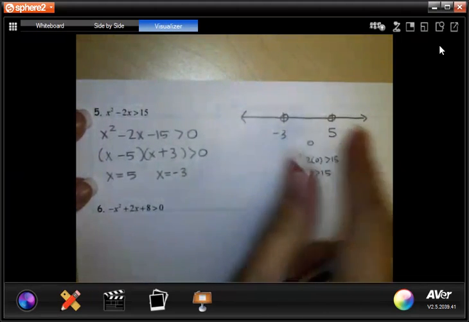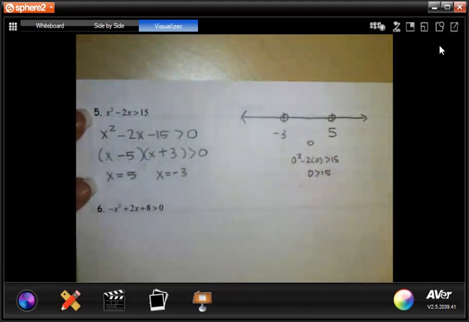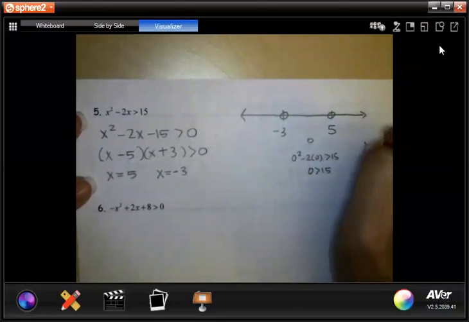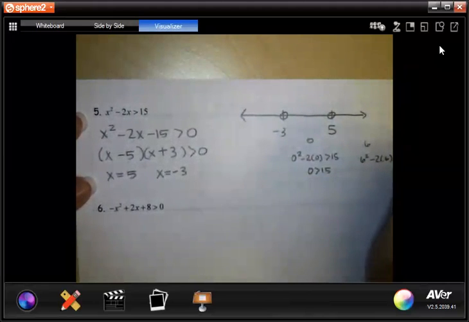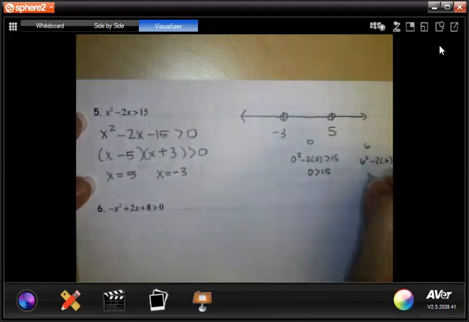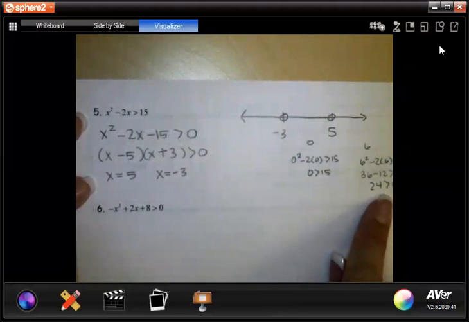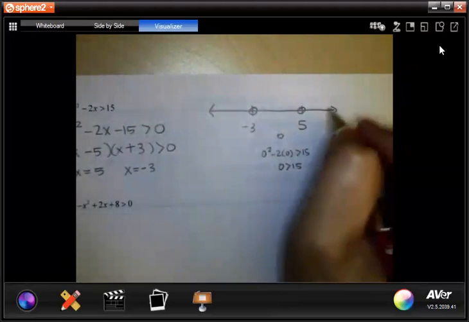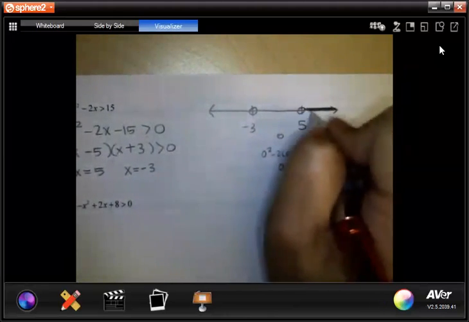When they're not found in the middle, they're really found on the outsides, but we would want to test a point in each section. So I'm going to test 6 on this side here, and I get 6 squared minus 2 times 6 is greater than 15. So that's 36 minus 12 is greater than 15. 24 is greater than 15. That is a true statement. So that is where my solutions are found.